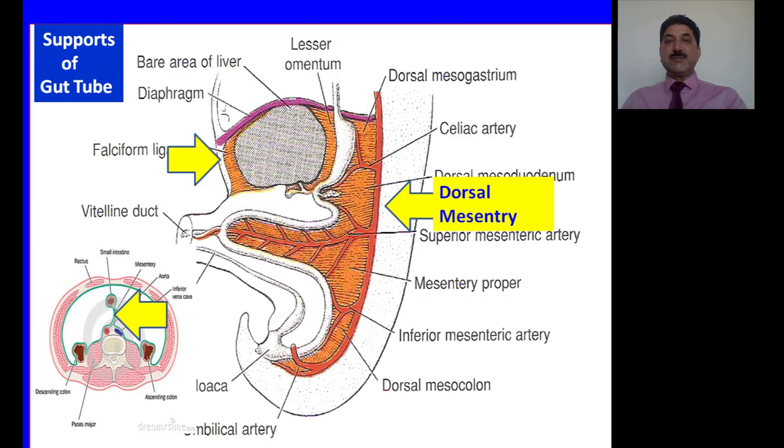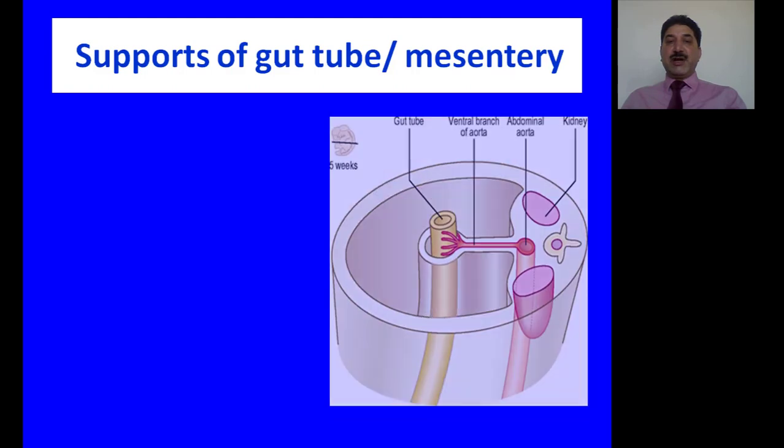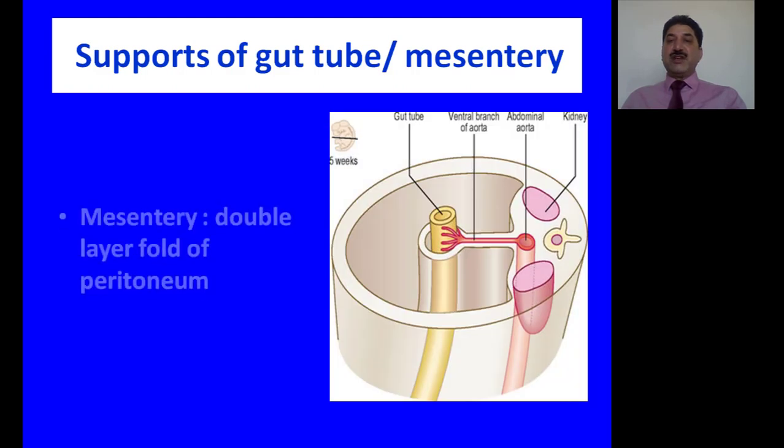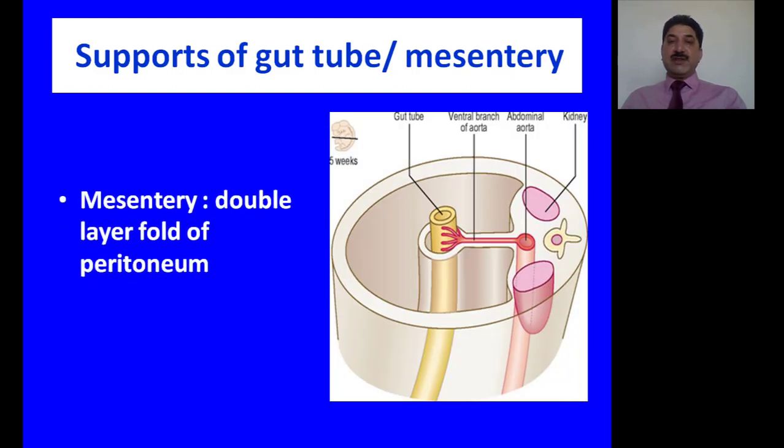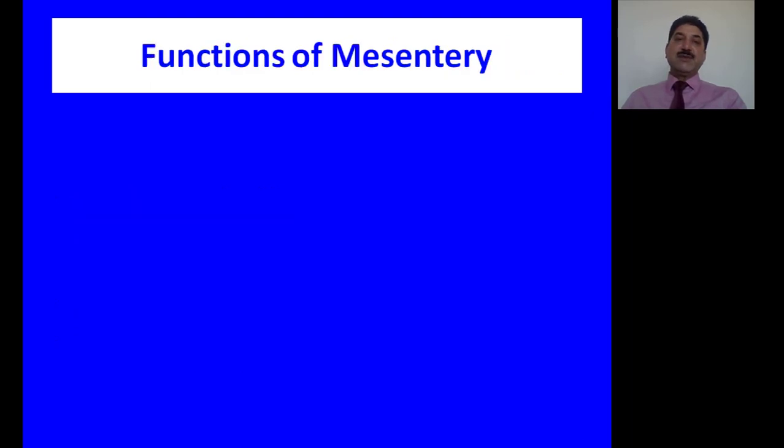Arrangement of structures within the peritoneal cavity. As already said, the gut tube is supported by mesentery with the posterior and anterior abdominal wall. Mesentery is basically a double-layered fold of the peritoneum. It is divided into dorsal and ventral mesentery. Dorsal mesentery supports the gut tube and connects it with the posterior abdominal wall, whereas the ventral mesentery connects the gut tube with the anterior abdominal wall.